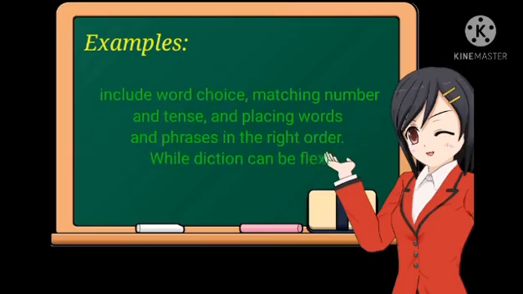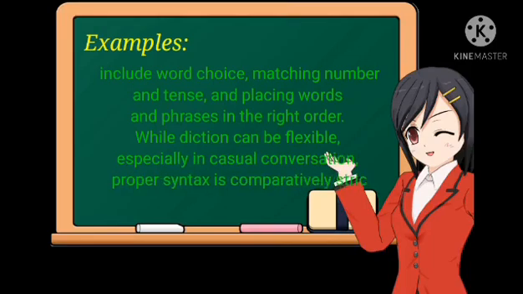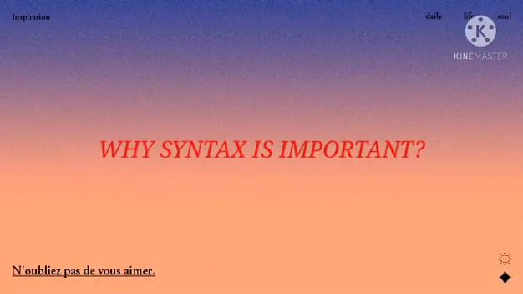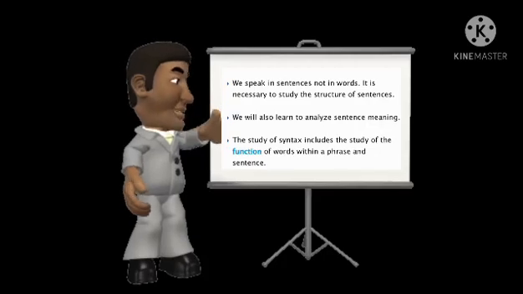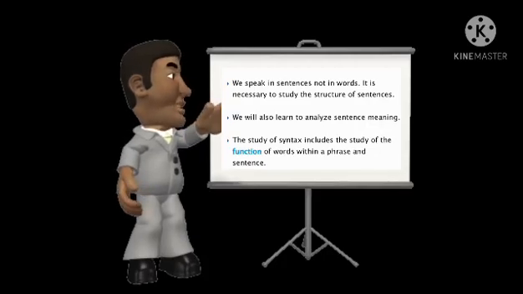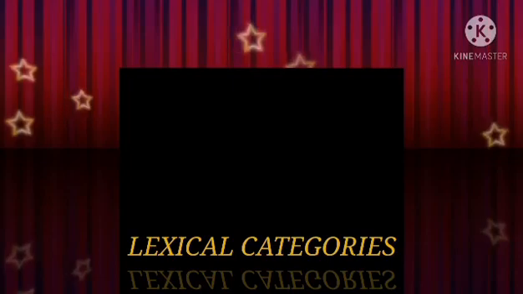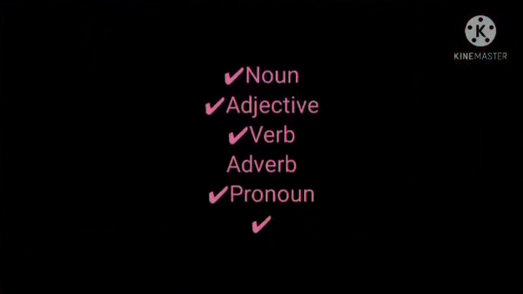Examples include word choice, matching number and tense, and placing words and phrases in the right order. While diction can be flexible, especially in casual conversation, proper syntax is comparatively strict. For many linguists, syntax is one of the most important fields of study because syntax allows us to combine words, phrases, and sentences in unique ways. And that's something unique about human language.